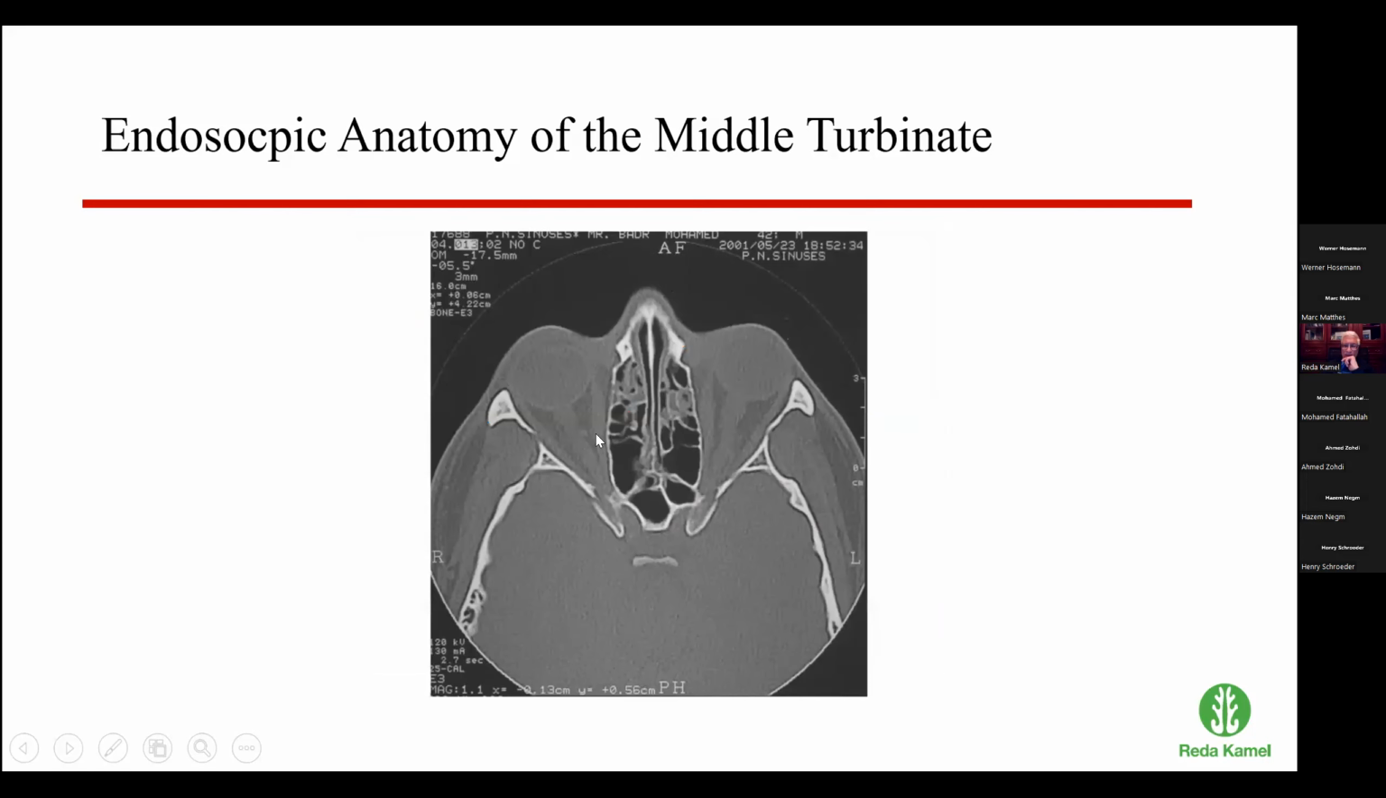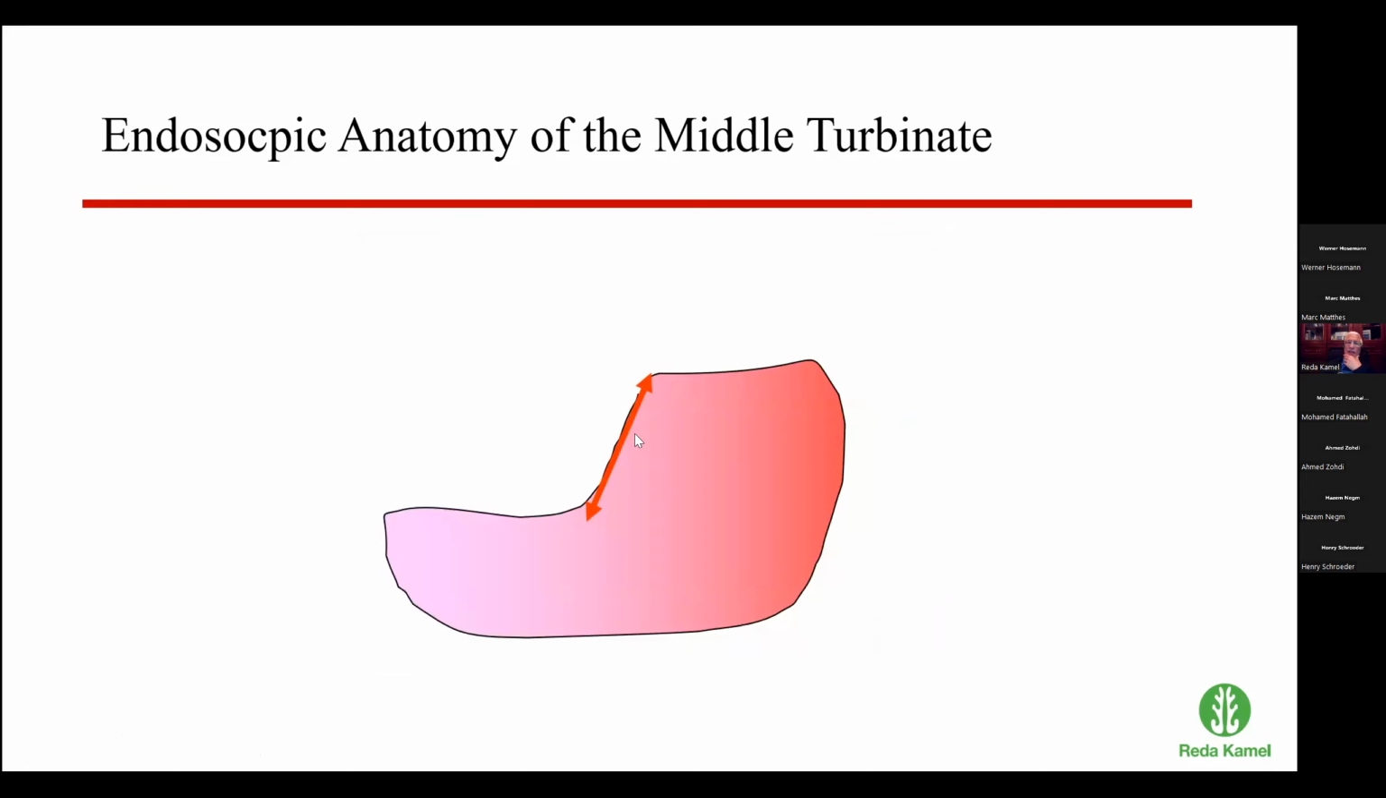And here we are. This is the basal lamella. Anterior ethmoid air cells are many, small in size, anterior to the basal lamella. The posterior ethmoid air cells are few in number, but large in size. In many cases, we can identify the basal lamella. And in some cases, because of the pathology, it's hard to identify the basal lamella.